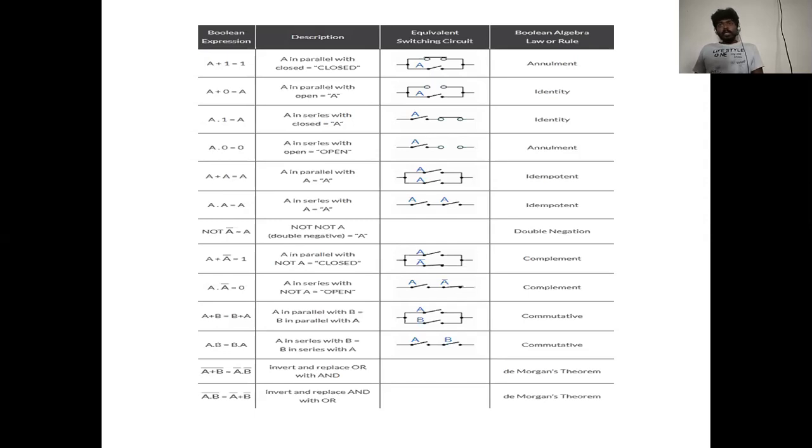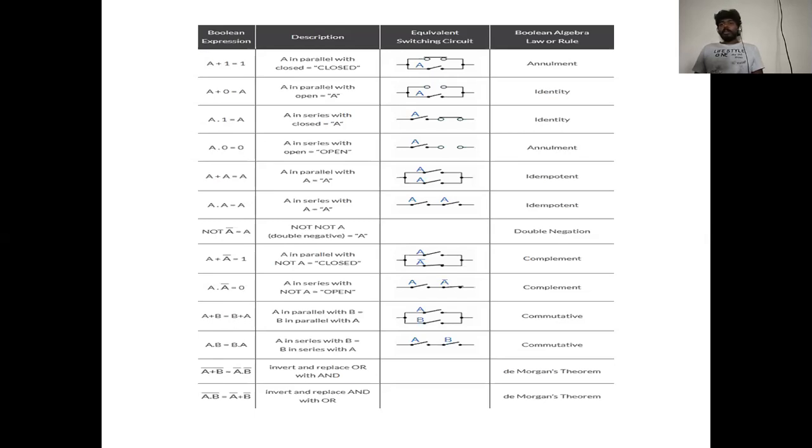And next is the annulment, that is A into 0 equal to 0. A into 0 equal to 0. And next is A plus A equal to A, and similarly A into A equal to A, right? And then not of not A equals A, that we have done in the NOT operation. NOT will perform the inverse operation. If the input is 0, then the output is 1, right? If you perform the NOT operation and then perform another NOT, A bar bar, then automatically the output will be A, right? And next is A plus A bar equal to 1.